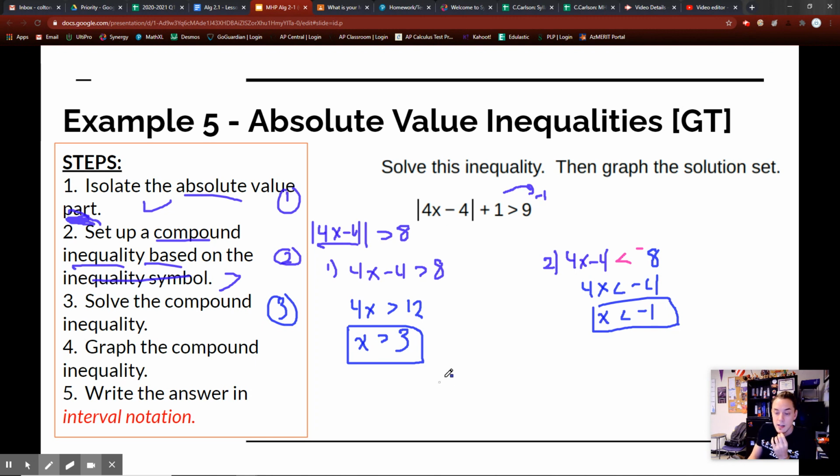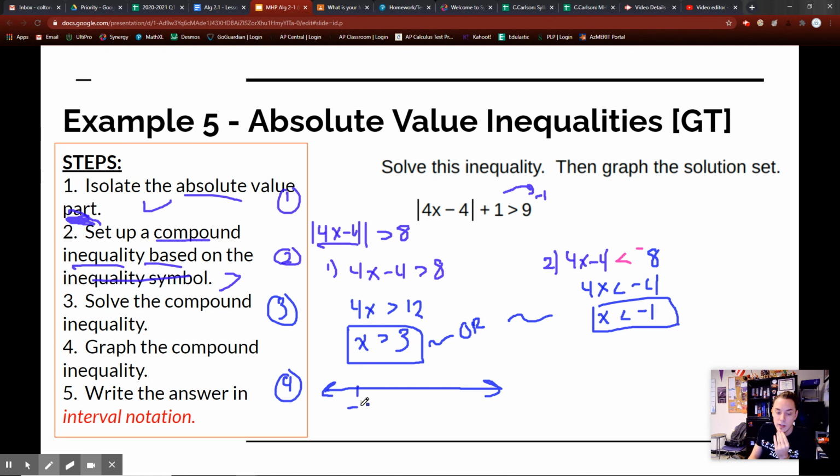Okay, now this is technically or. So now my solution sets could be this or that. So let's go ahead and put them on a number line. What will these look like?